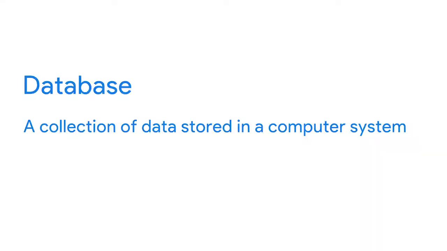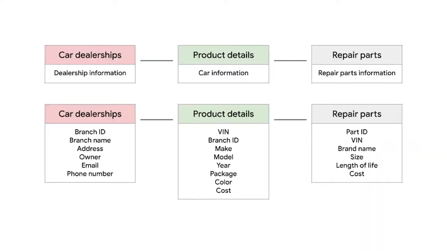As you've learned, a database is a collection of data stored in a computer system. Here's a simple database structure. It contains tables with information from a car manufacturer. The top level includes car dealerships, product details, and repair parts. Then, if you drill down to the next level by selecting one of those tables, you'll find more specific details about each item. This is called a relational database.